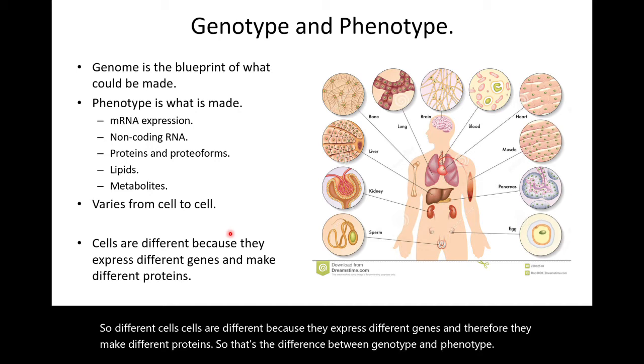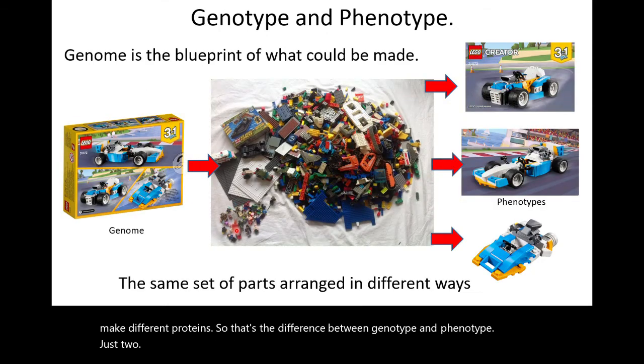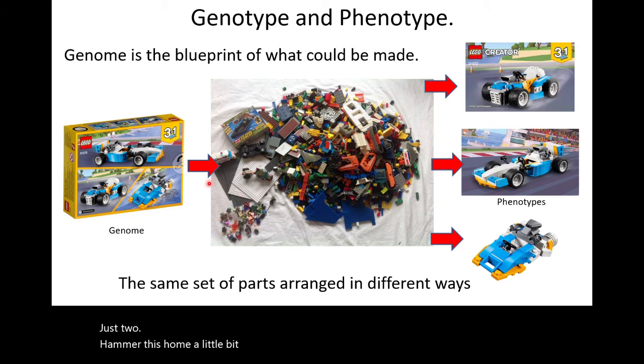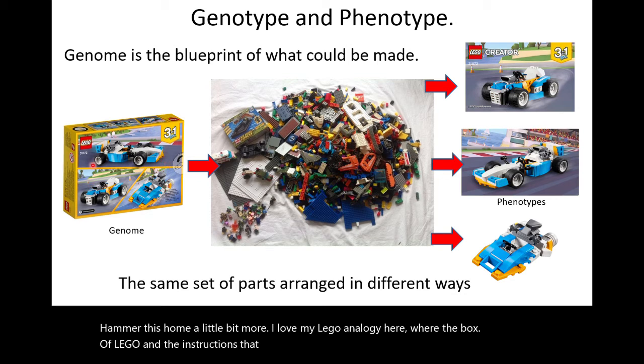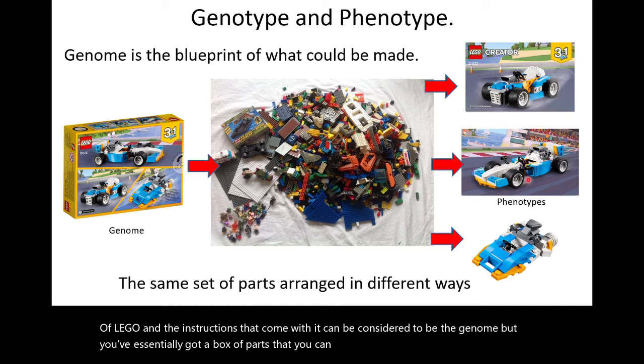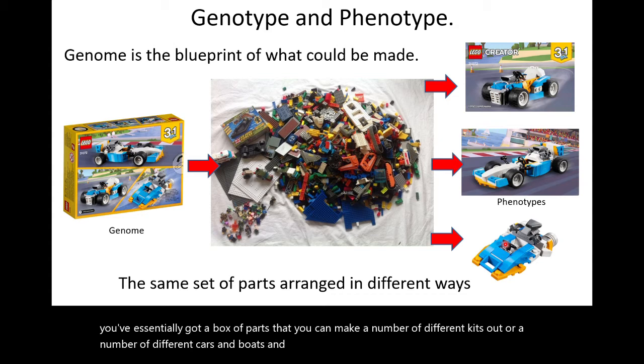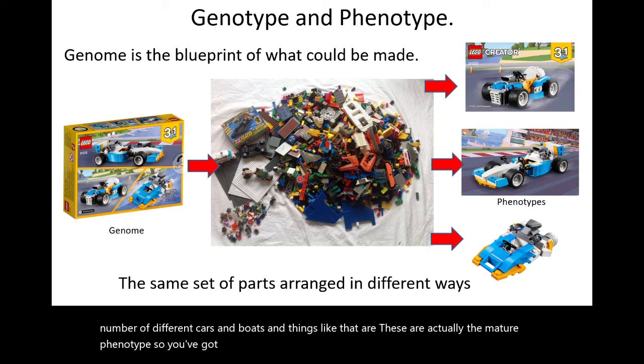Just to hammer this home a little bit more, I love my Lego analogy here, where the box of Lego and the instructions that come with it can be considered to be the genome. You've essentially got a box of parts that you can make a number of different kits out of, or a number of different cars and boats and things like that. These are actually the mature phenotype. So you've got the same set of basic parts, but they're just arranged in different ways. And this is showing you how the different cells are.